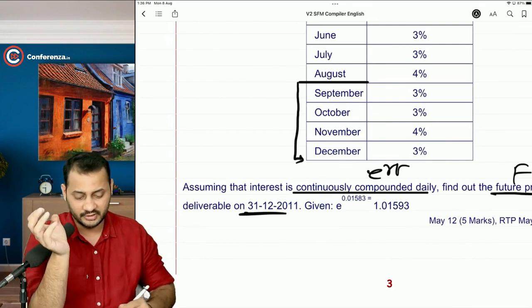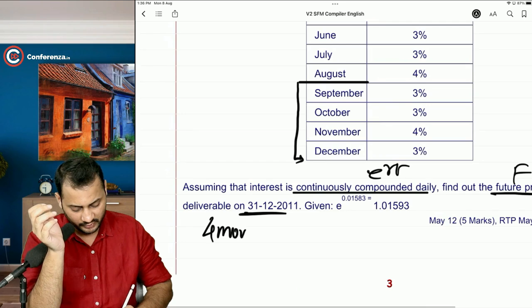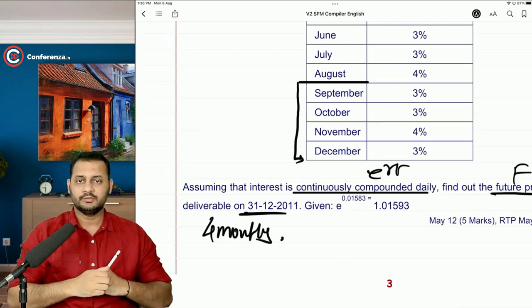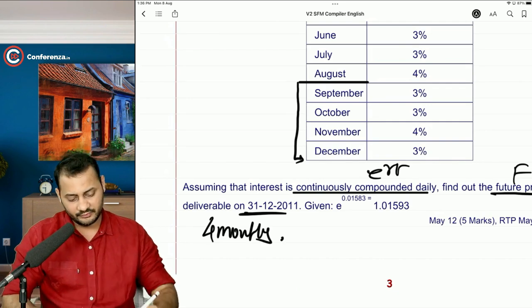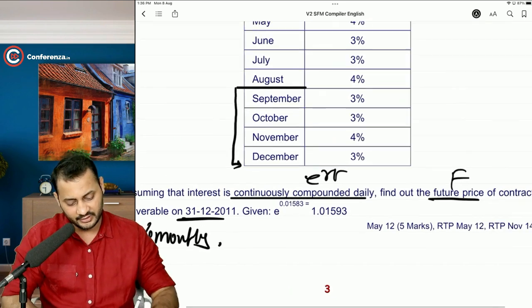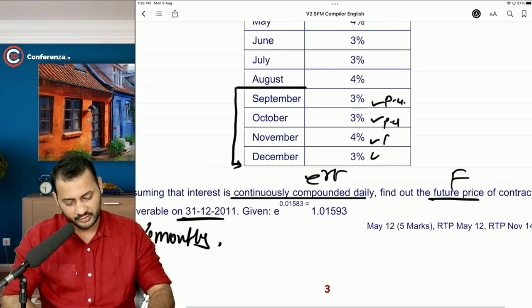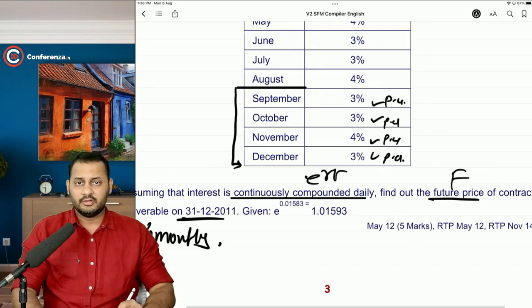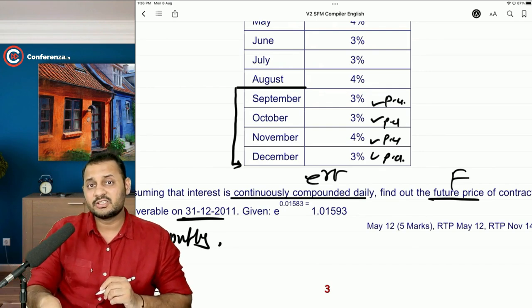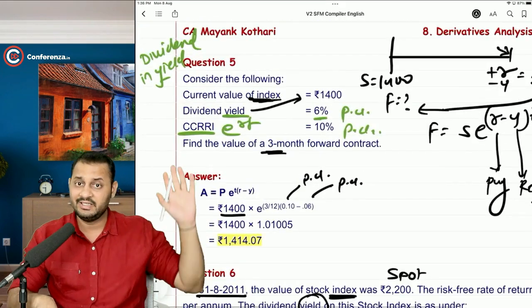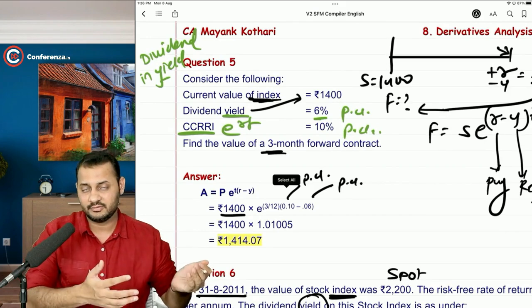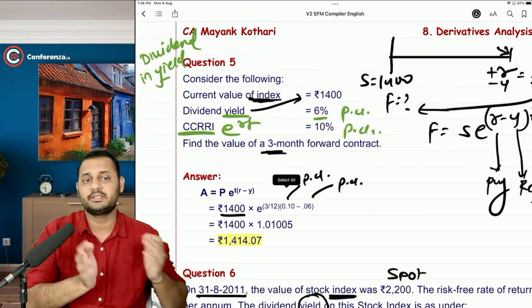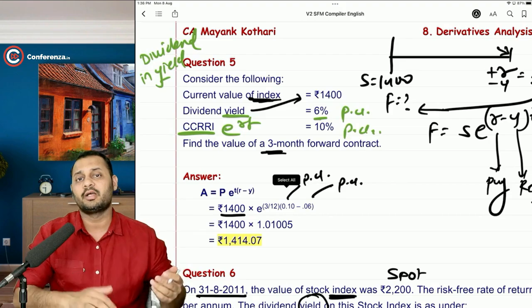From this point to December end, first, second, third, fourth. It means a 4 month forward contract. So basically, if the contract is for 4 months, we have to take the 4 months dividend yield 1, 2, 3, 4. But all of them are on per annum basis. So what are you going to do? Till the previous question we discussed the dividend yield, but we never discussed multiple dividend yields, per month's dividend yield in per annum.